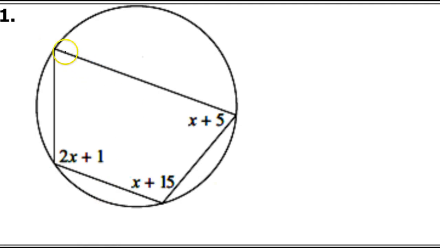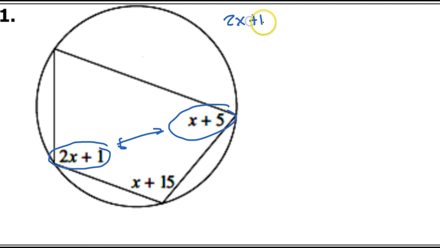Again, when you have a quadrilateral inscribed in a circle, meaning the vertices are all touching, opposite angles are supplementary. So these two angles are opposite angles, right? They are across from each other. These angles are supplementary. They're not equal, they are supplementary. That means they add up to 180. In other words, 2x plus 1 plus x plus 5 must equal 180 degrees.